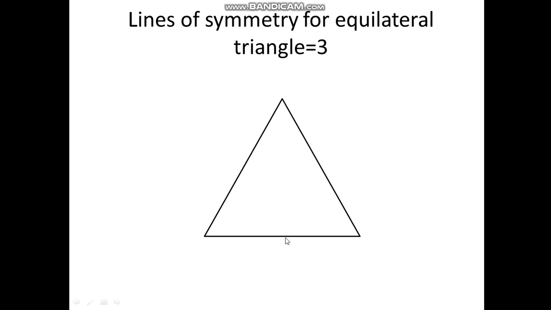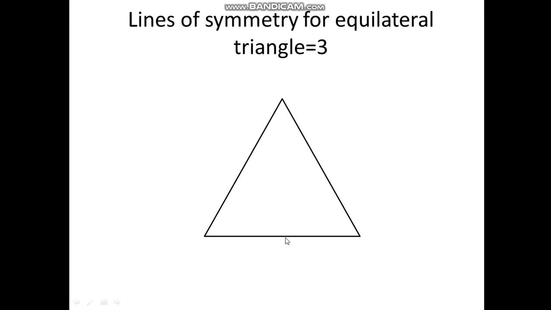Here we are going to check lines of symmetry for an equilateral triangle. That is, the total lines of symmetry for an equilateral triangle is 3. Here is one equilateral triangle. This is a regular shape because all sides are the same and all angles are the same. Again we want to consider the number of sides. Here we can see 3. Number of sides equal to 3: 1, 2, 3. That is an odd number of sides.